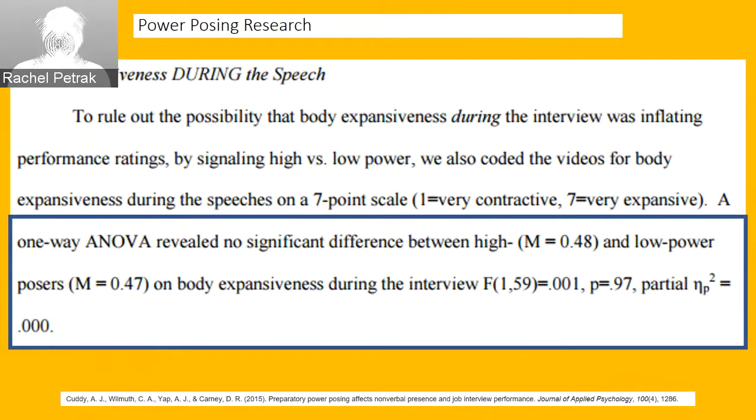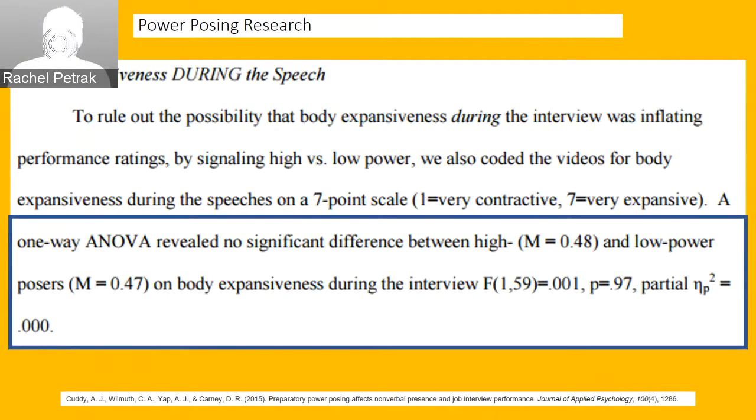So when we're doing research, we have to identify a potential confounder like this, assess it in a systematic way, and then look to see if it is actually affecting our outcomes. You can see they did that. They coded the videos on a 7-point scale, etc. They did another ANOVA, and they found there was no difference in their body expansiveness during the interview.